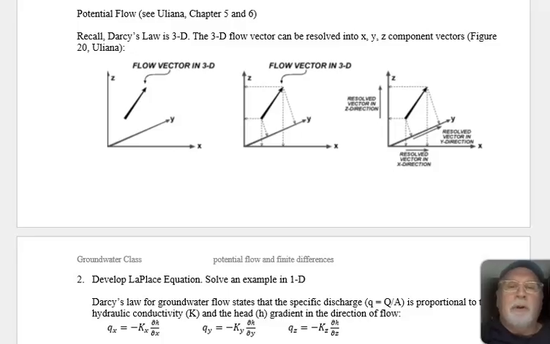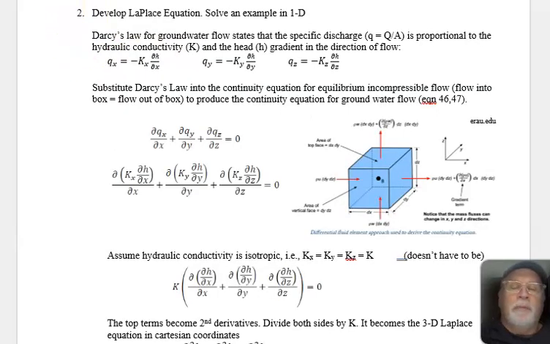So Darcy's law is three-dimensional. If we have a flow going off in some direction, we can resolve that into the x, y, and z components. Little q is the specific discharge, so we can have that in each of the different directions. We'll do X, Y, and Z. We could also have an R in there.